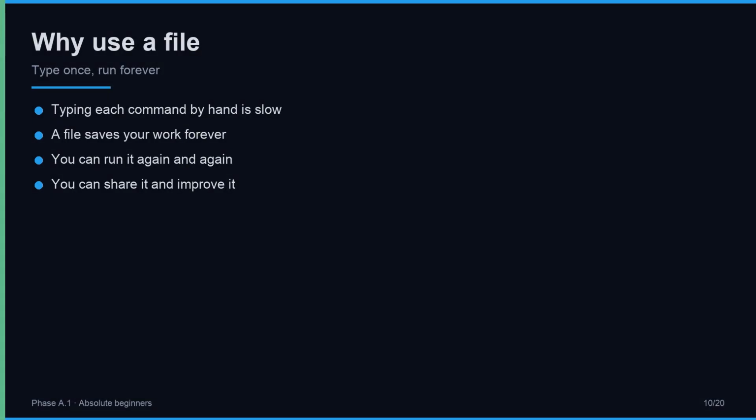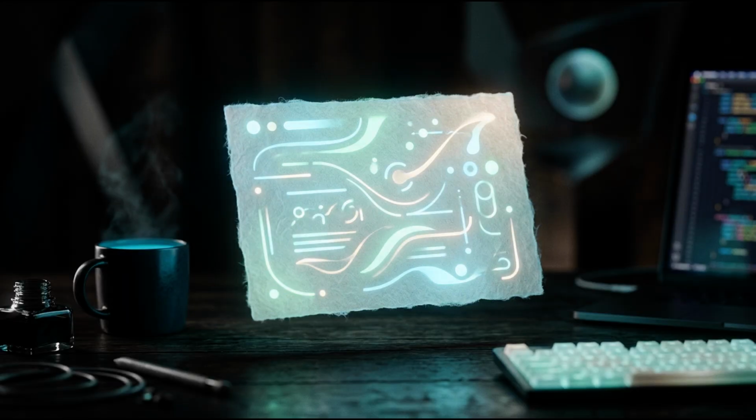You might wonder, why put instructions in a file at all? Why not just type them one by one each time? Because typing is slow and forgetful. A file remembers. You write the steps once, save them, and run that same file 100 times without retyping a single character. You can fix a mistake in one place and every future run benefits. You can hand the file to a friend and they can run the exact same program. The file turns your effort into something reusable. Files remember.